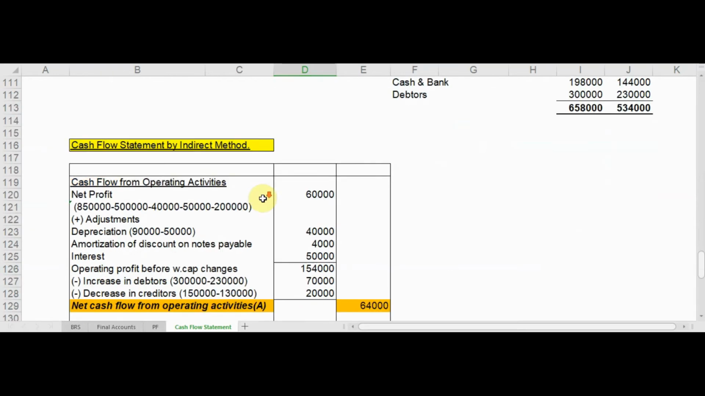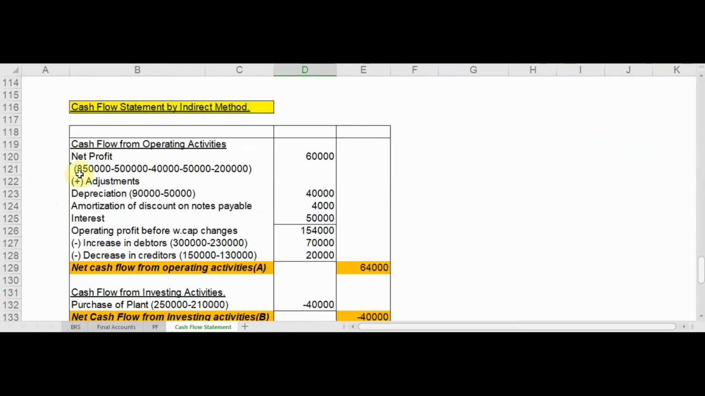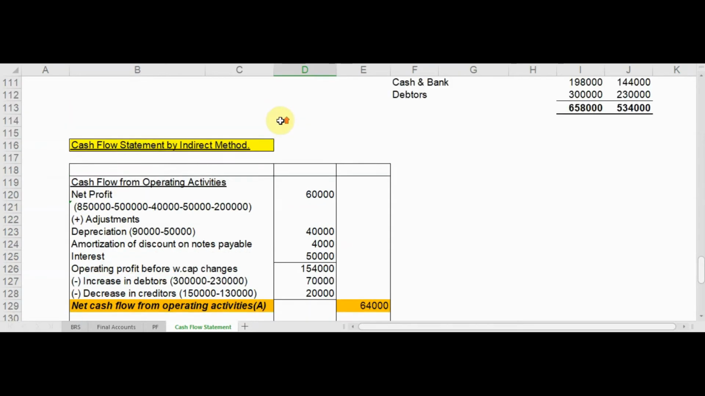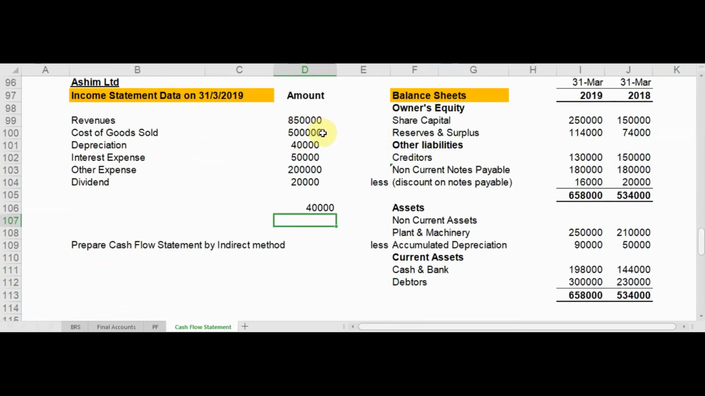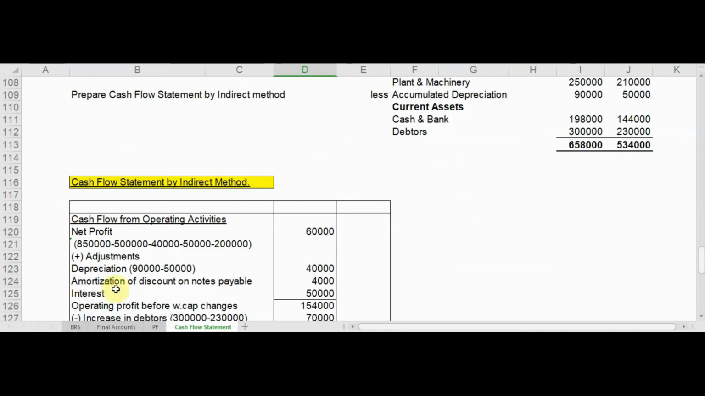Now let's come to the solution. First, cash flow statement by indirect method, and first we find out the cash flow from operating activities. What is the net profit? 8,50,000 minus 5 lakh minus 40,000 minus 50,000 minus 2 lakh. If we deduct all this, we get the net profit, that is 60,000.